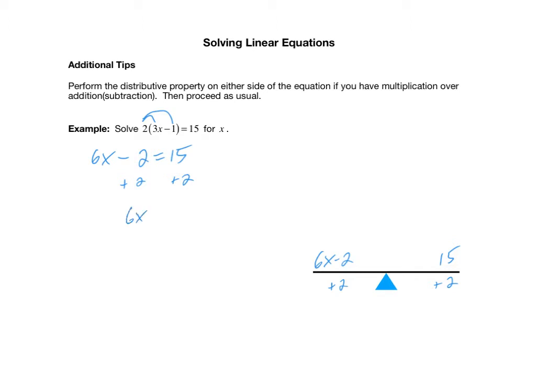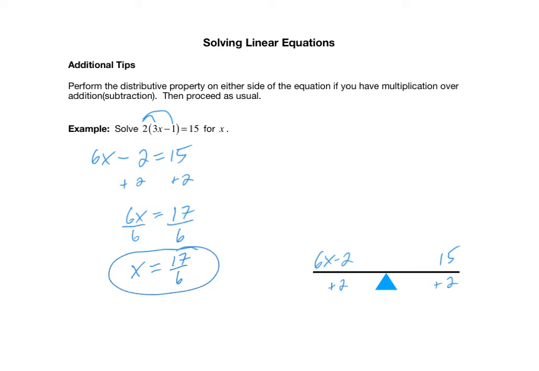You've got 6x on the left, 17 on the right, and then to undo x being multiplied by 6 is to divide by 6. And we get x on the left-hand side. In general, we're not going to be converting anything to decimals. We'll just be reducing fractions, but 17/6 is already fully reduced. So our answer is x equals 17/6.